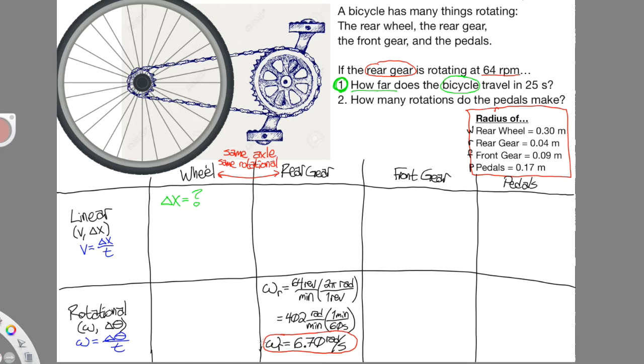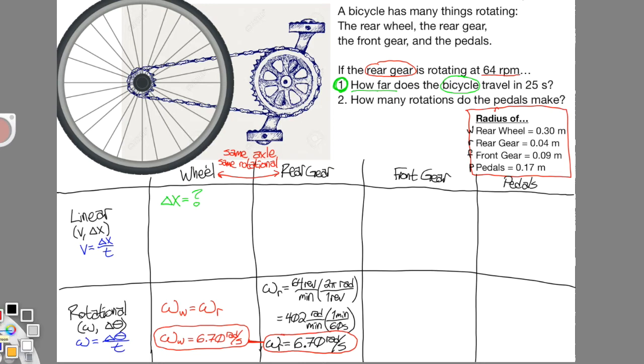So this means that omega R, the angular velocity of the rear gear, is the same angular velocity of our wheel. So, our angular velocity of our wheel equals our angular velocity of our rear gear because they share an axle. So this angular velocity of the wheel also equals 6.70 radians per second, not meters per second. So you notice that these are the same value for both the rear gear and the wheel, and it's the angular variables that are the same.